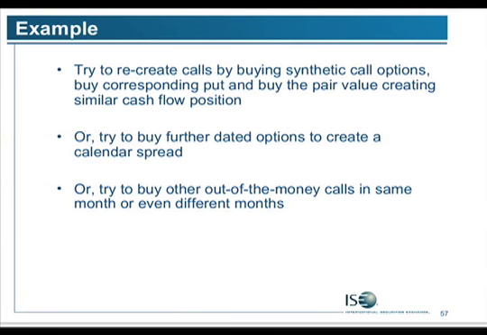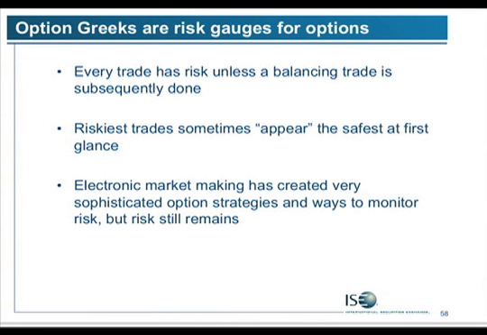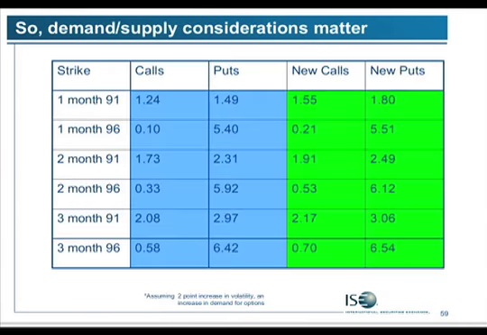The option Greeks are risk gauges for options. Every trade has risk unless a balancing trade is subsequently done. So the riskiest trades appear the safest. And remember, electronic market making has created very sophisticated option strategies and ways to monitor risk. But again, risk still remains. You can never, ever completely eliminate risk. And I think we saw that in 2008 and 2009.